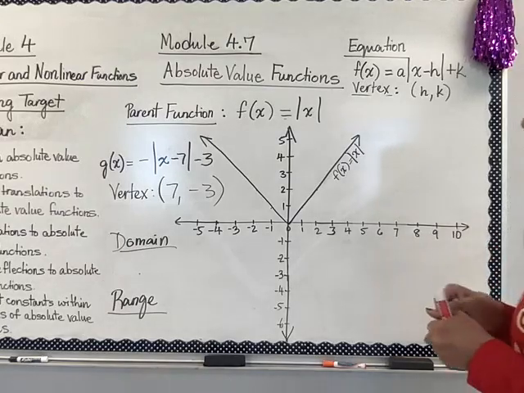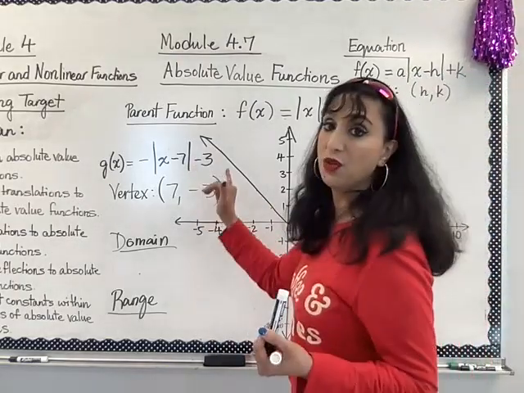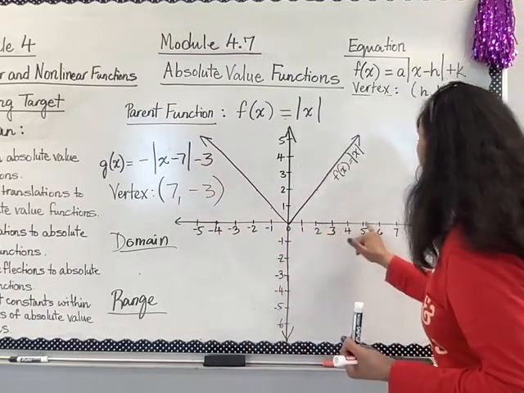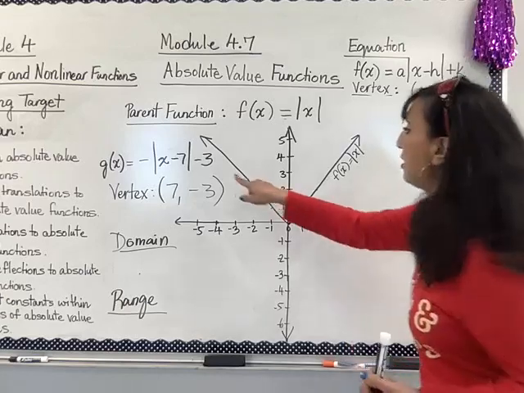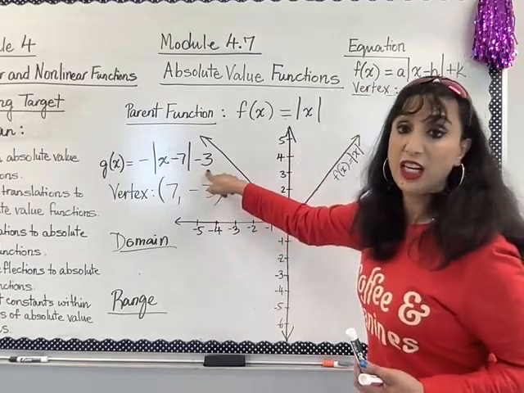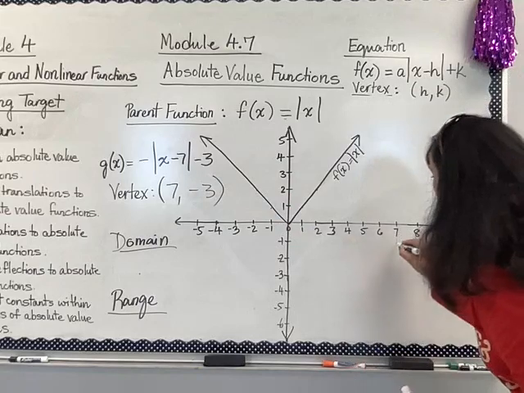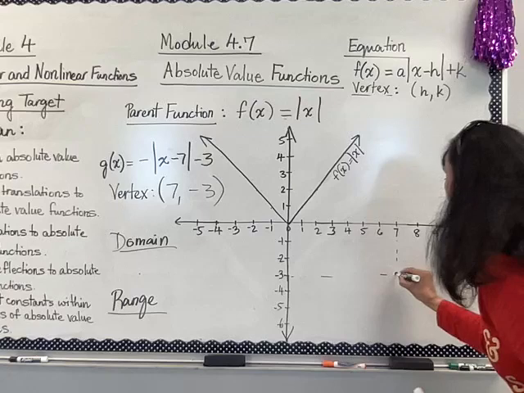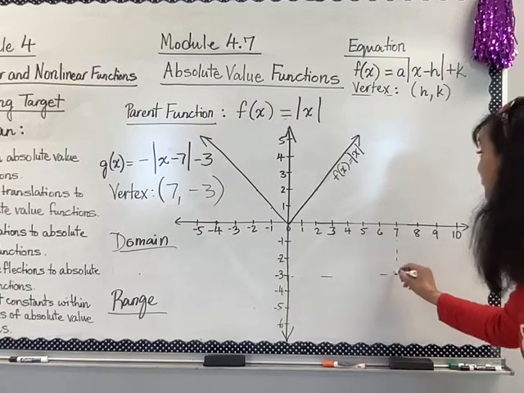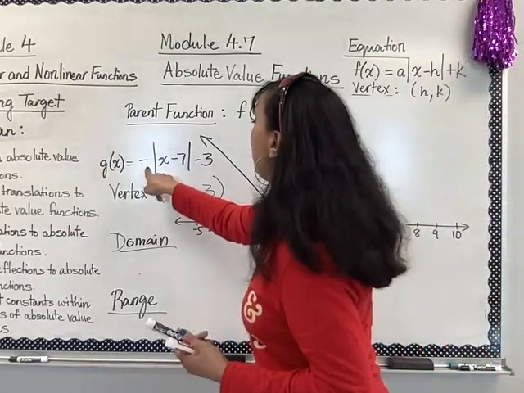If I take this graph, I know that I'm shifting 7 units to the right from here: 1, 2, 3, 4, 5, 6, 7 units. This is a horizontal shift, and then we are translating vertically, so 7 and then 1, 2, 3. This part here is the vertex of my absolute value parent function, shifted that much.